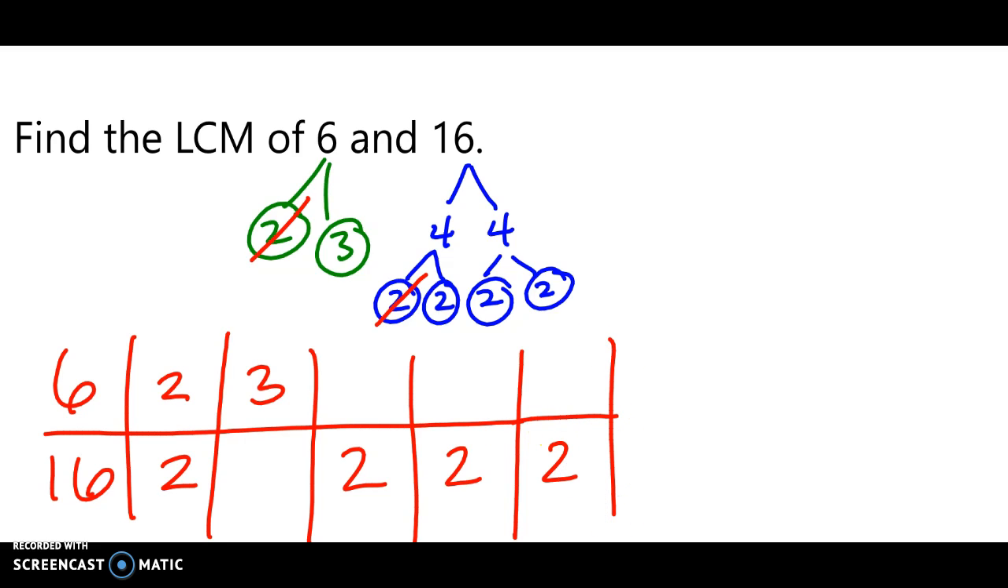So we're going to end up getting 2 times 3 times 2 times 2 times 2. So an easy way to start is we know that the 4 2's are all going to multiply to be 16. So really it's just 16 times 3.